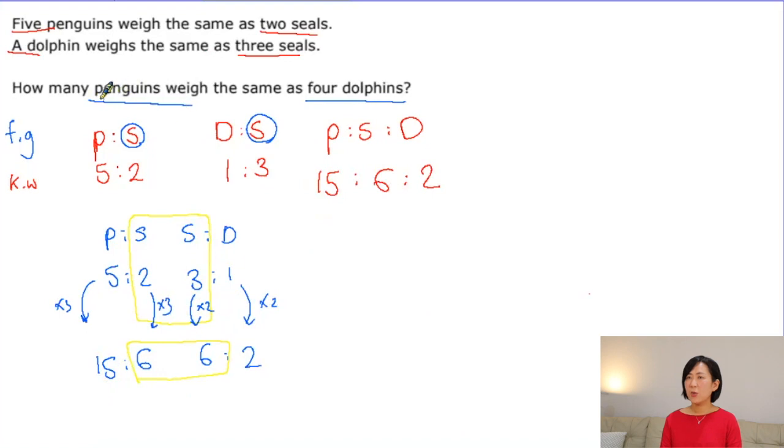Then now we've got the basic ratio. Now this time we need to focus on the penguin and dolphin because our final goal is the number of penguins.